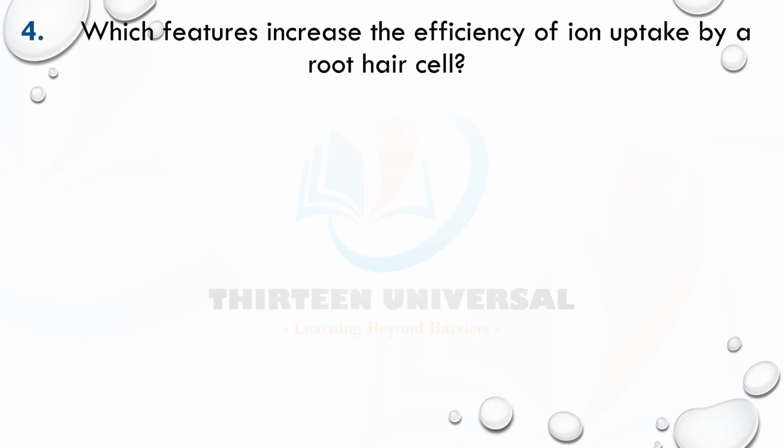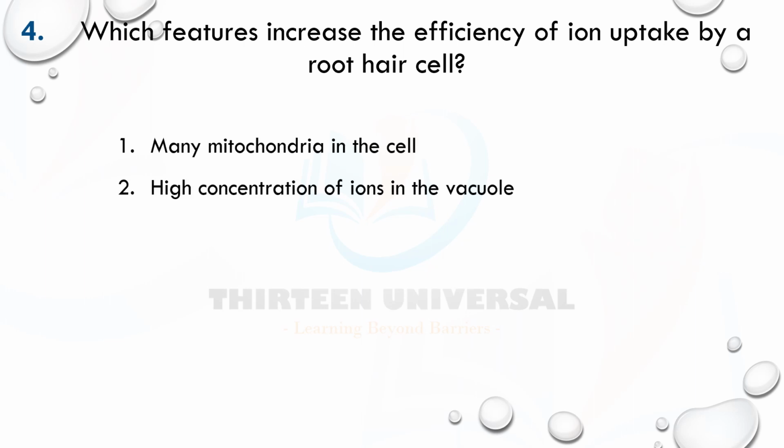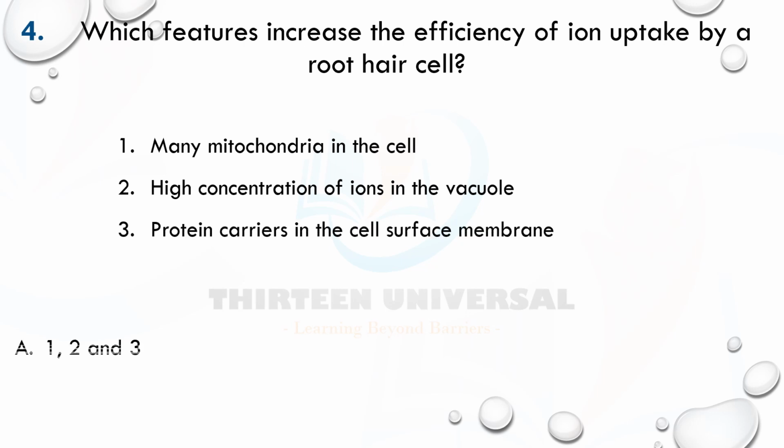Number 4. Which features increase the efficiency of ion uptake by a root hair cell? Increase the efficiency. All right. Many mitochondria in the cell, high concentration of ions in the vacuole, protein carriers in the cell surface membrane. Okay, which one? Pause the video and tell us the answer. So which features increase the efficiency? Remember, the emphasis is on efficiency of the ion uptake by root hair.